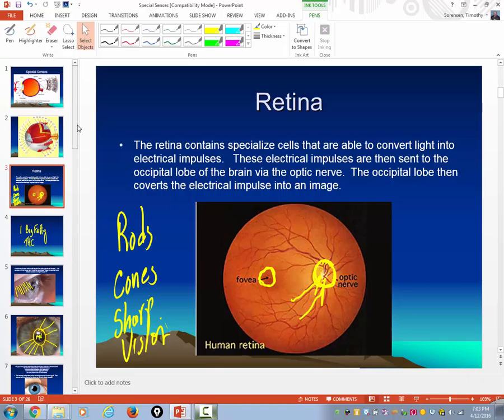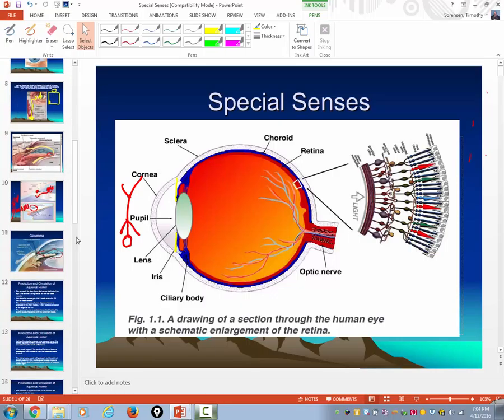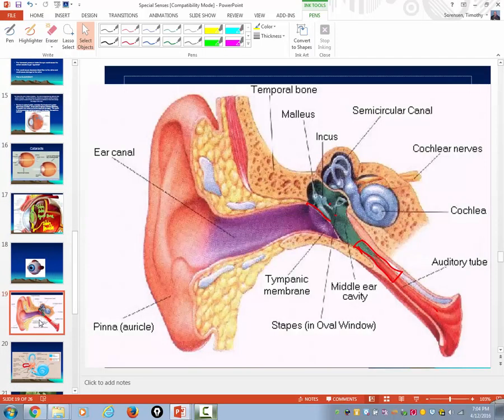So yeah, you got that. That, ladies and gentlemen, is the eye. The optic nerve takes electrical impulses that are generated from the rods and cones and transports them electrically to the occipital lobe. So there. Put that in your vape and vape it.